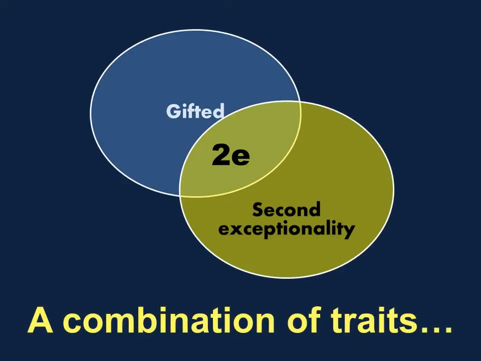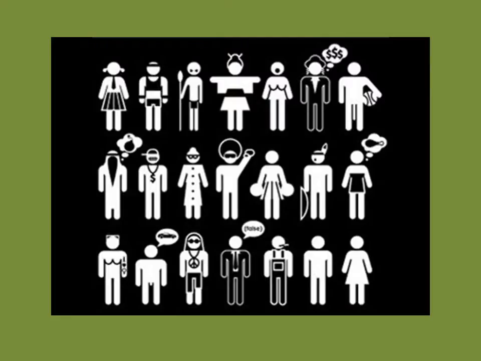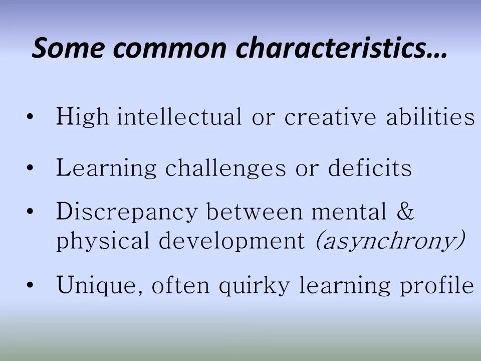It is the combination of these two sets of traits and the needs they create that produces a unique learning profile for these students. There is no typical twice exceptional student. Giftedness can be present alongside of any variation of physical, social, emotional, or learning disability. However, there are some characteristics that many 2E students may share.